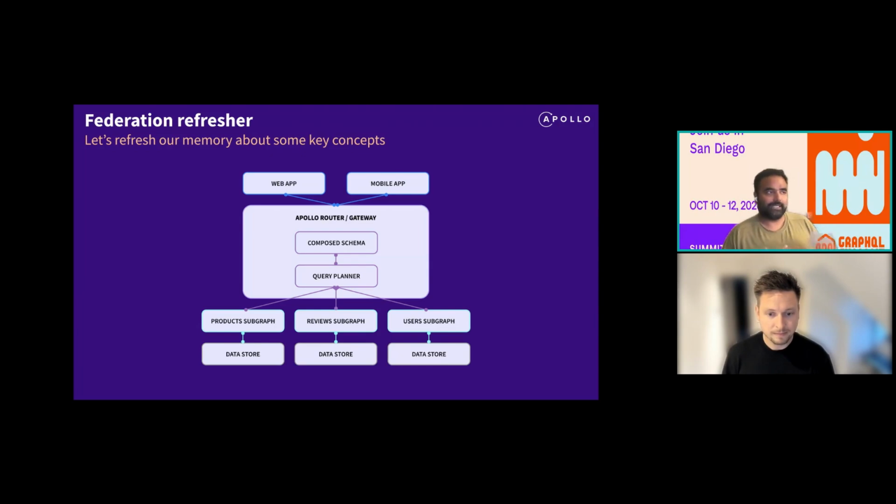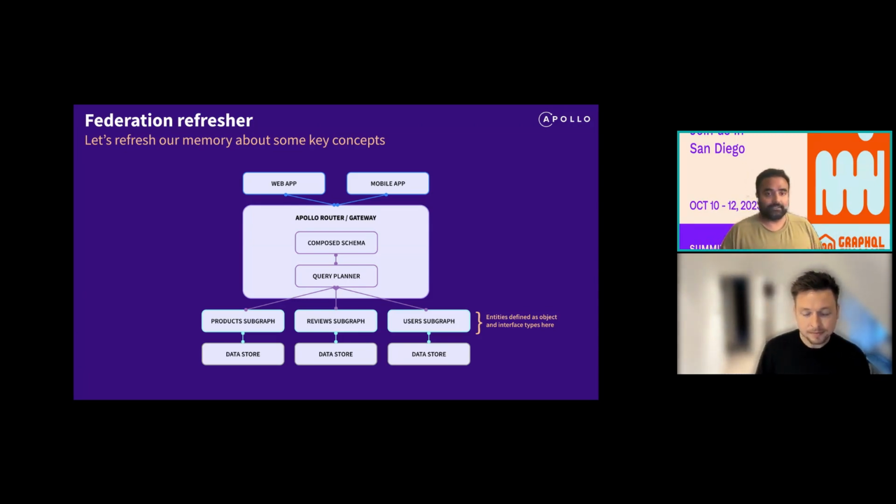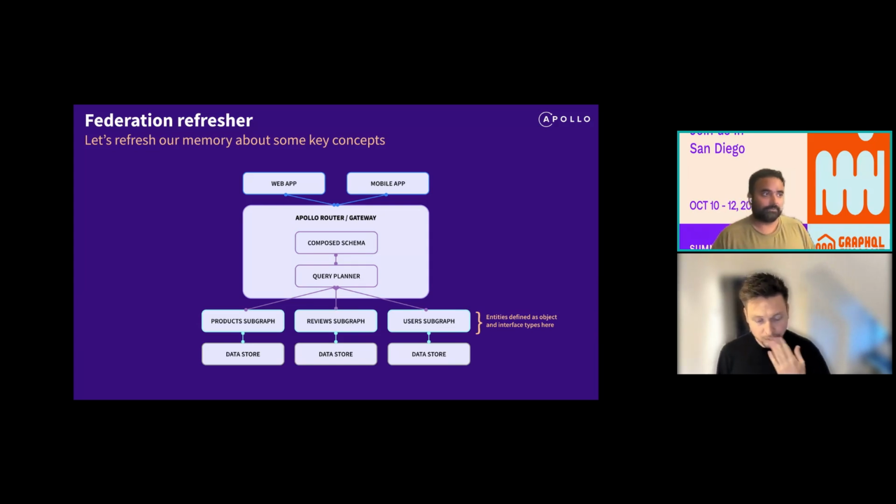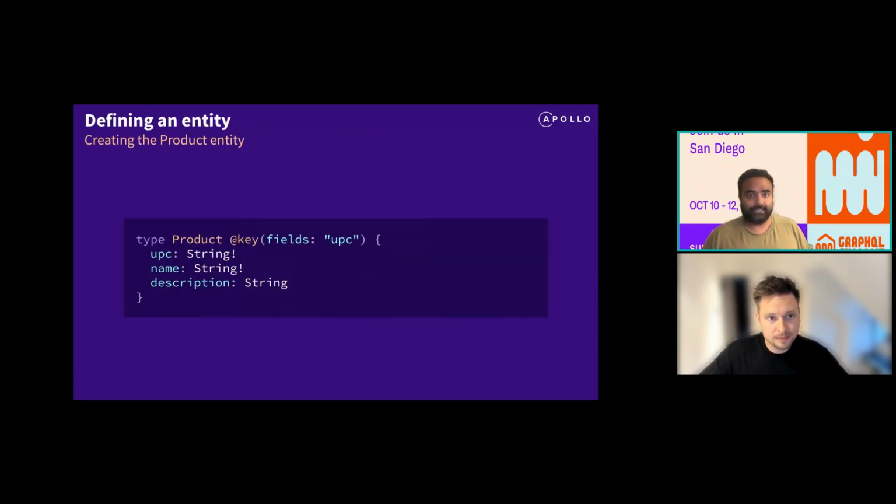So for example, in this case, you might have a mobile app or a web app, and both of these are connected to your Apollo router and can query the GraphQL schema as if it were just a single unified schema. Really what's important to understand here is that the entities, as objects and interfaces, are all defined within your subgraphs. The router itself is only responsible for composing your subgraph schemas, but doesn't really create any schemas in and of itself. So what is an entity?